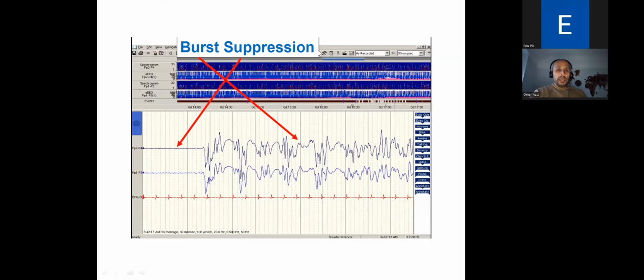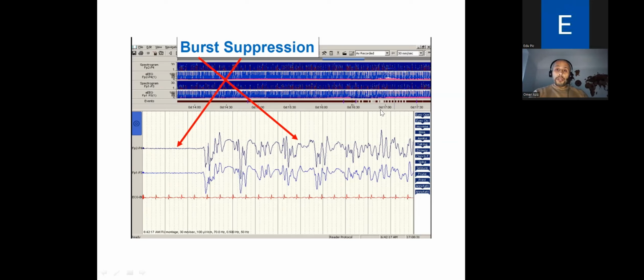Okay, can someone in the chat again say when you might see burst suppression? I'll give you a few seconds to write that down. I haven't got any responses, so I'll talk through it. So burst suppression, sorry, HIE. Yes, you can get it in HIE.